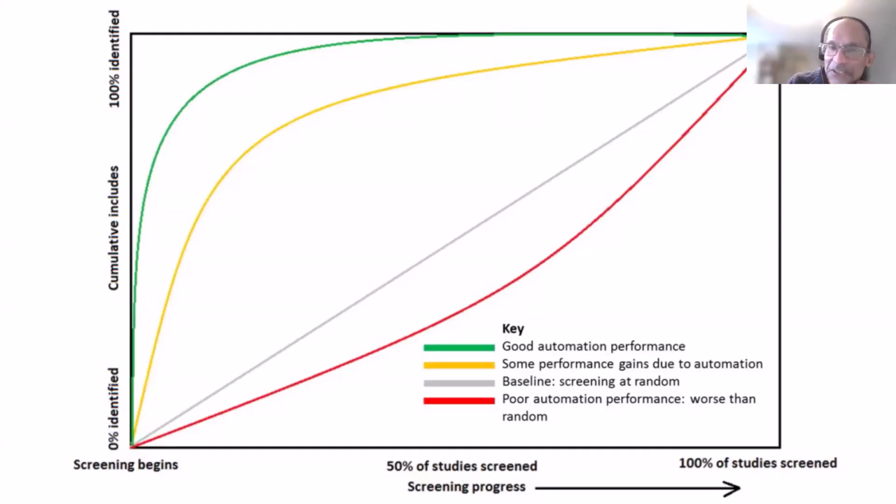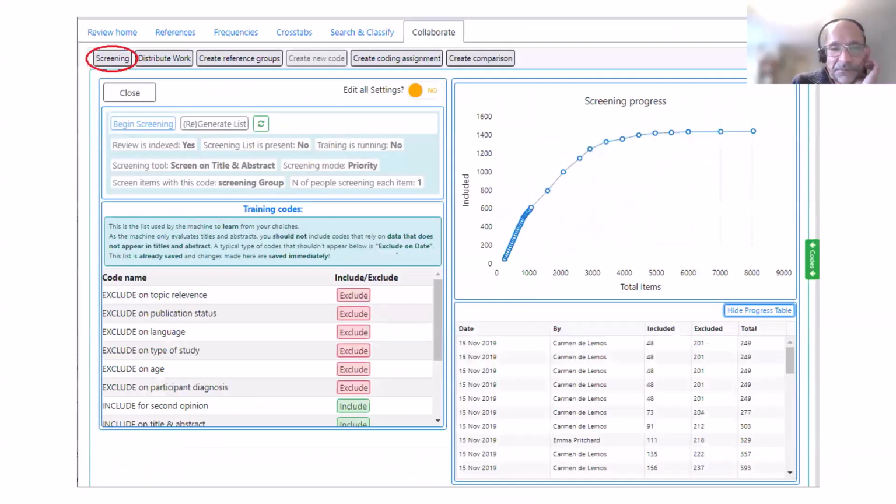If you've only got 100, 200, there's probably little benefit in setting this up and training the system. You might as well just screen all those few hundred items. But if you're starting to move into larger numbers, 500, 1,000, 2,000 or upwards, then the benefits can be significant.